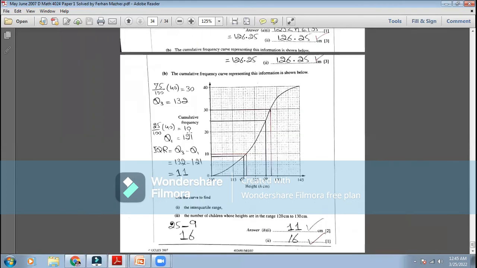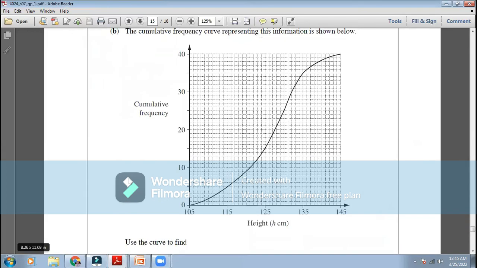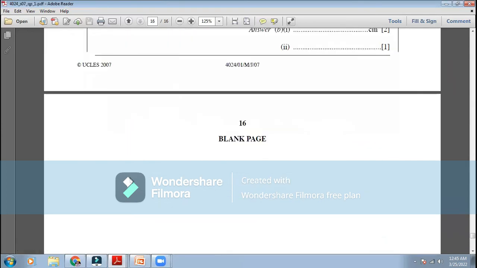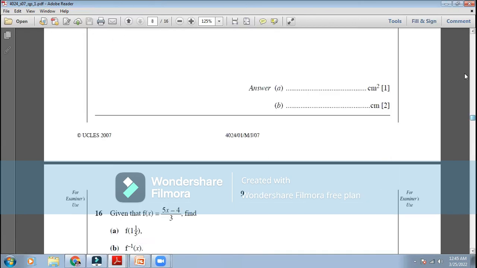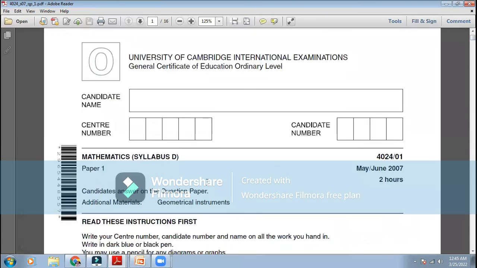So that is, my dear students, the question coming up on your screen. The whole question is showing up. So, my dear students, today we have completed May-June 2007, Paper 1. The subject we were studying was Mathematics Syllabus D. Today we have done the May-June 2007 Paper 1.